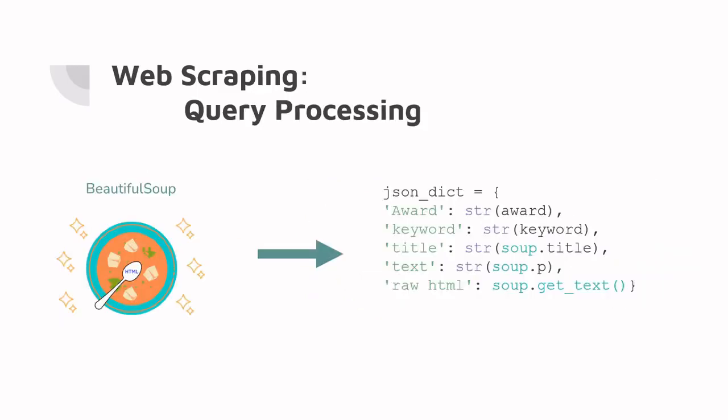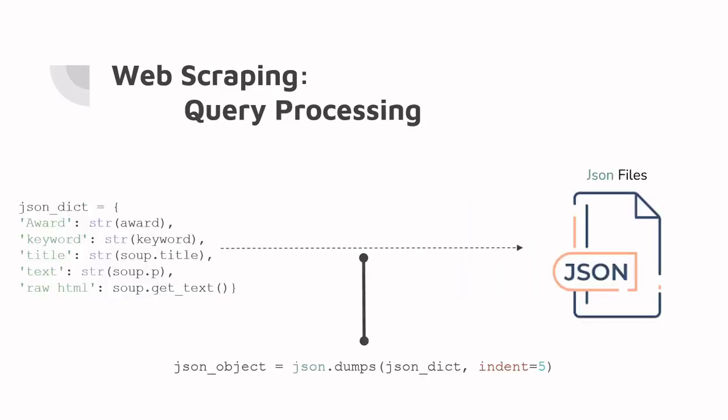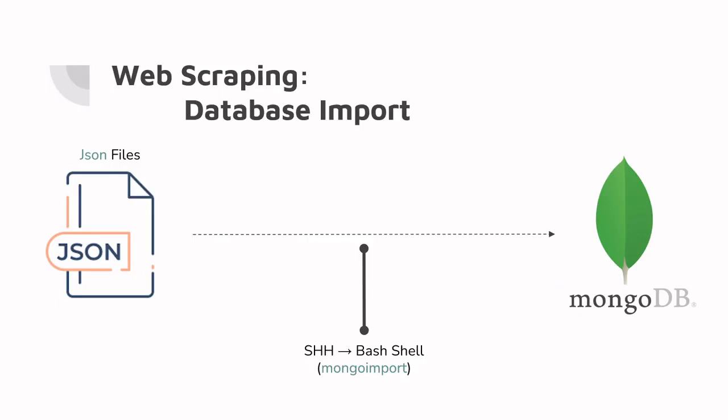Here we can see the Beautiful Soup library parsing the HTML text into a JSON dictionary, which is just used to import it into a JSON file. You can see here that we're pulling some things from the soup and using that as the values of our dictionary. We take that JSON dictionary and use the JSON library to dump it into a JSON object, which can be easily written out to a JSON file. The JSON file is then used with the bash shell that we are hosting our database on.